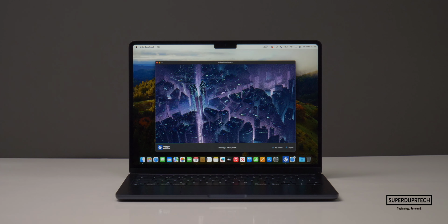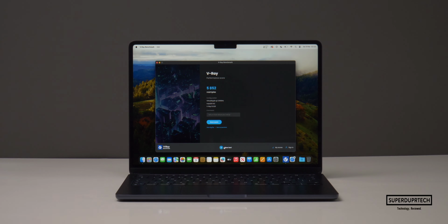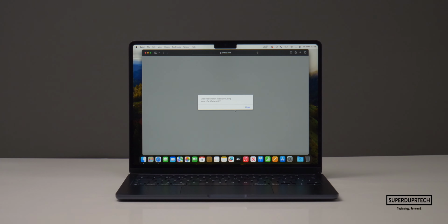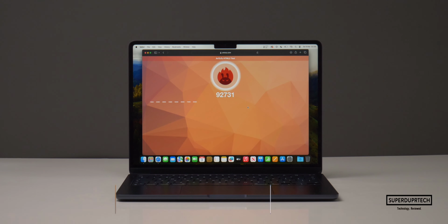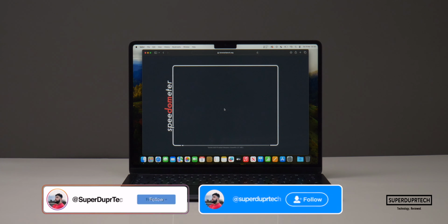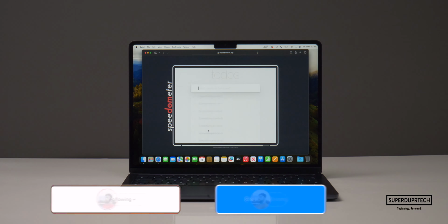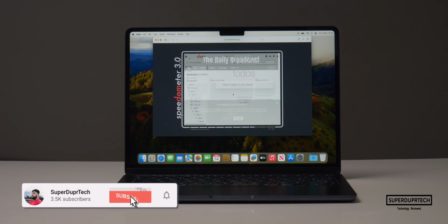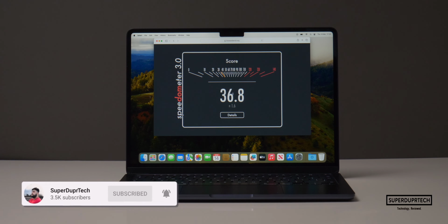I also ran the V-Ray test, and when running this test I got a score of 5,852. When running the AnTuTu HTML5 browser benchmark, I got a score of 92,731, and when running the Speedometer 2.0 test, I got a score of 696. I also ran Speedometer 3.0 and got a score of 36.8.